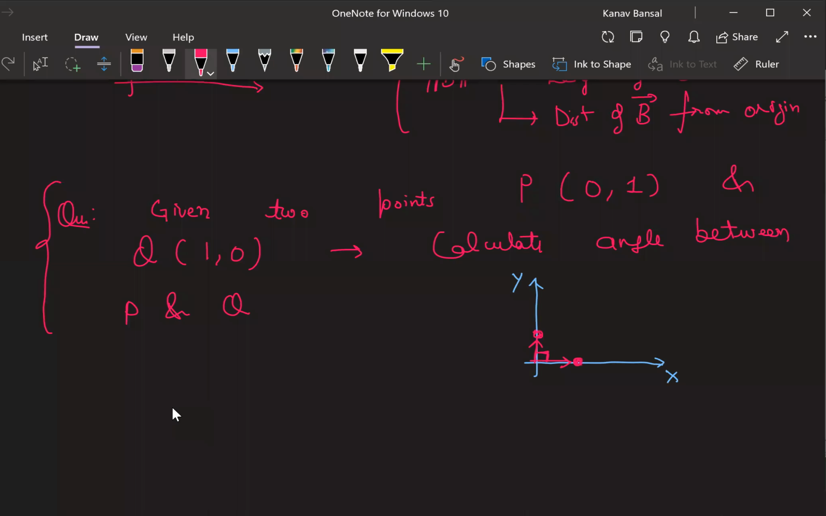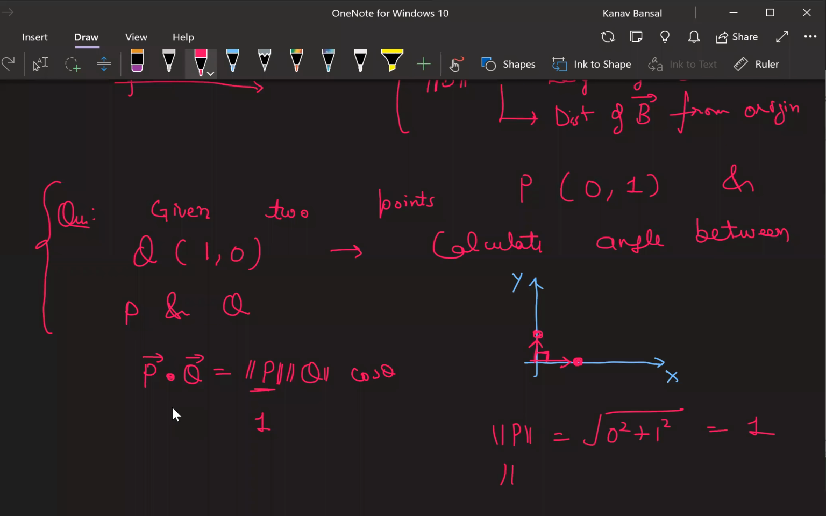Now, let's see how to calculate this using the formulas that we have seen. We already know that P vector dot product with Q vector is equal to length of P into length of Q into cos theta. We can calculate the length of P. How do I calculate it? It is nothing but 1. Yes or no? How do I calculate the length of P? The length of P is the square root of 0 squared plus 1 squared, which is equal to 1.